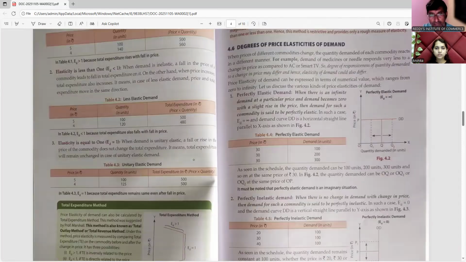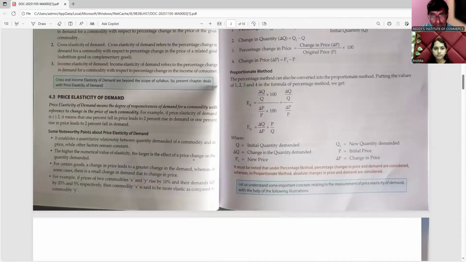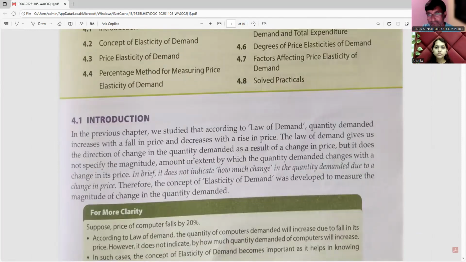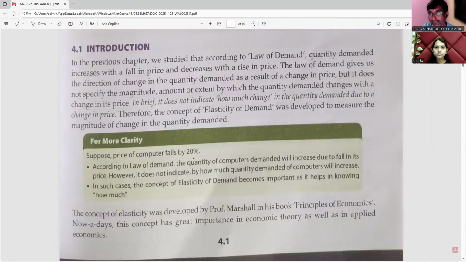I think this will be enough for today. Is it enough, or do you want to take more? The choice is yours. We can start the rest in the next class. No problem. Up to the next class, you can revise it properly. If in doubt, then you can ask me again.